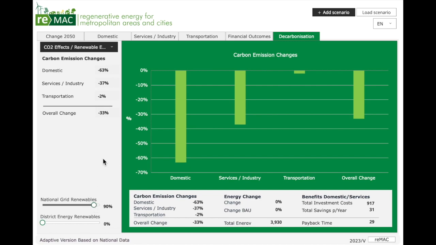Now we see that the CO2 emissions are lower by 63% in the domestic sector. This is not only due to the heat pump, but also to the other electrical consumers in the households, which are now operated CO2-free. Nothing has changed concerning the amortization period. There's another adjusting screw for this.